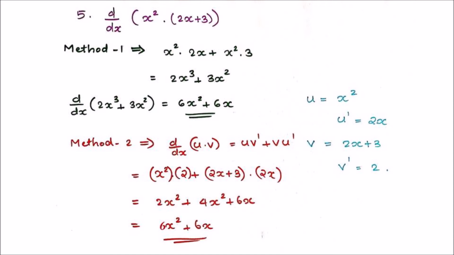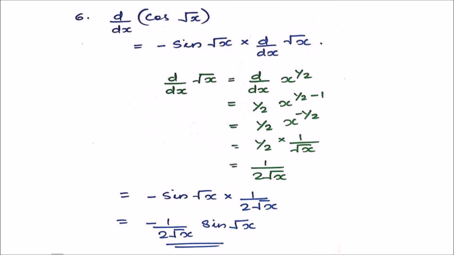Now we can apply, that is u v dash. U is x square and v dash is 2, plus v u dash. V is 2x plus 3 and u dash is 2x. On solving, again we will get the same answer, 6x square plus 6x.